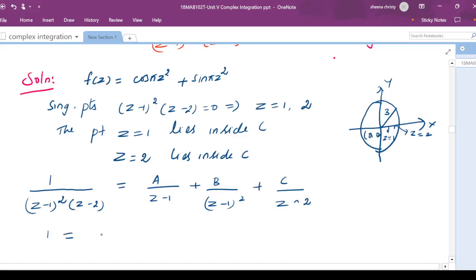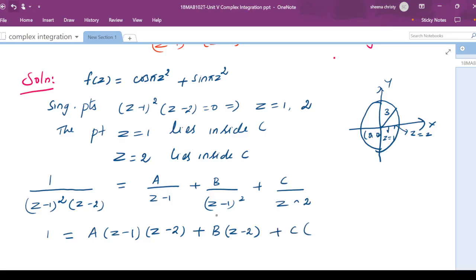By cross multiplying and taking the LCM, you are going to get a into z minus 1, because z minus 1 is already here, so it is enough to multiply one more z minus 1 into z minus 2, since z minus 2 is not present here, plus b into, already z minus 1 power 2 is there, so it is enough to multiply it by z minus 2, plus c times z minus 1 the whole square, as the highest power, so that we are going to multiply it here.